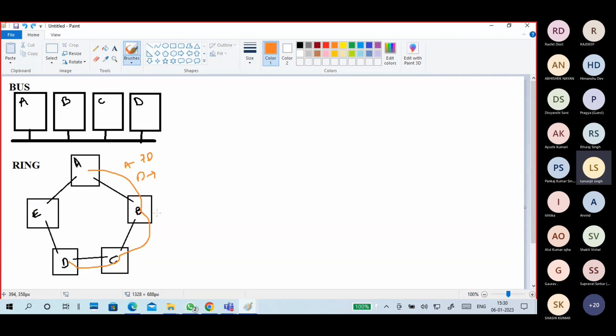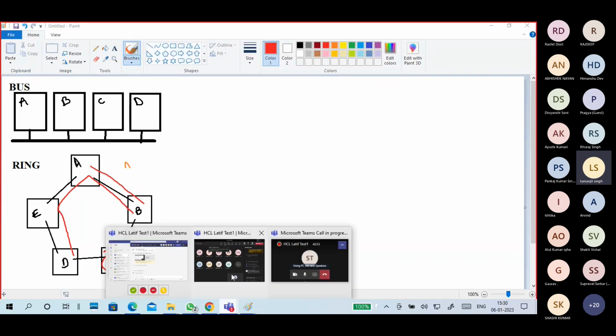Next, in case PC C is down, what happens to communication? A to B will work, but no further communication. D to E communicates, E to A communicates, and A to B like this, but further communication is down.